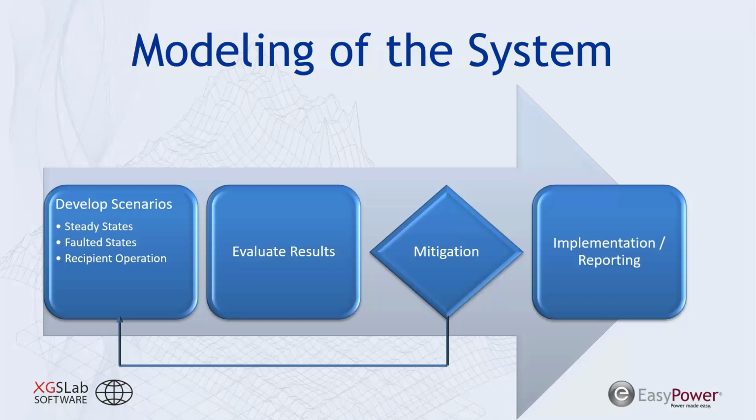And all of this, of course, needs to be implemented in the real world to mitigate any sort of hazards, and reported such that you'll be able to pick up the model or your report so that you can evaluate this system in the future if a new circuit is added to the transmission line or there's a new change to the recipient.